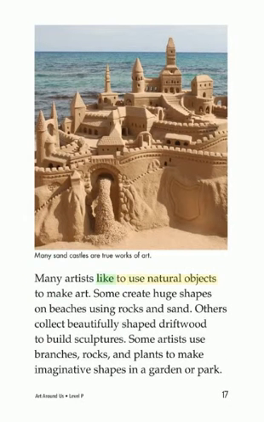Many artists like to use natural objects to make art. Some create huge shapes on beaches using rocks and sand. Others collect beautifully shaped driftwood to build sculptures. Some artists use branches, rocks, and plants to make imaginative shapes in a garden or park.